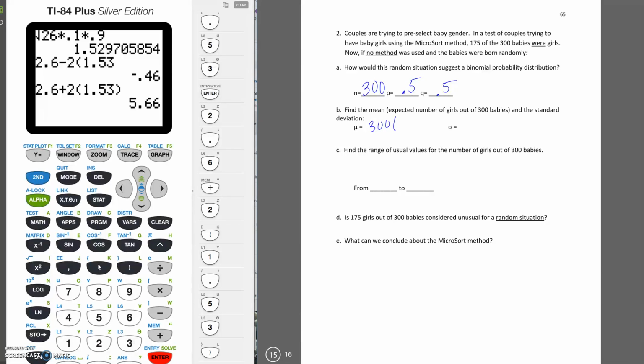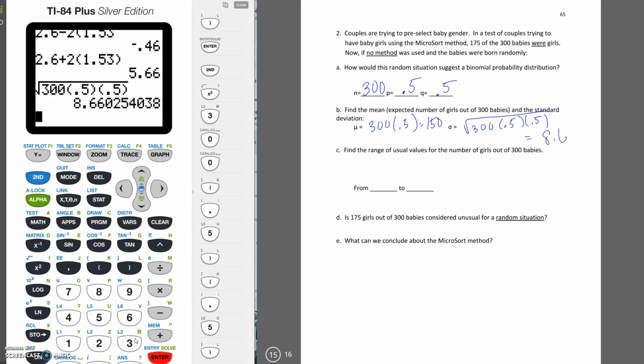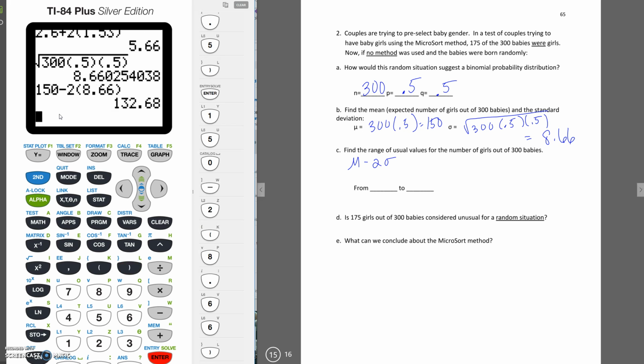So the mean would be 300 times 0.5, which would give us 150. And our standard deviation would be the square root of 300 times 0.5 times 0.5. So we'd get 8.66. So our usual range, we'll do the mean minus 2 standard deviations. So 150 minus 2 times 8.66. So 132.68, up to our highest value, which would be mean plus 2 standard deviations.